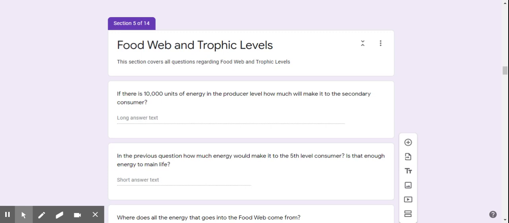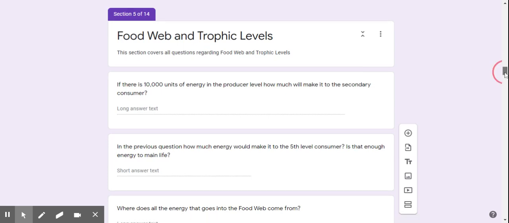And we've got to remember that in this case, we're going to apply the 10% rule. So remember, only 10% ever makes it to the next level, while the other 90% is lost as heat. So from the producer to the primary consumer, 10% of that 10,000 will make it. So let's divide 10,000 by 10, and we're going to get 1,000. Now, from the primary consumer to the secondary consumer, another 10% is going to make it. So we're going to divide 1,000 by 10, and we're going to get 100. So 100 units of energy make it to the secondary consumer.